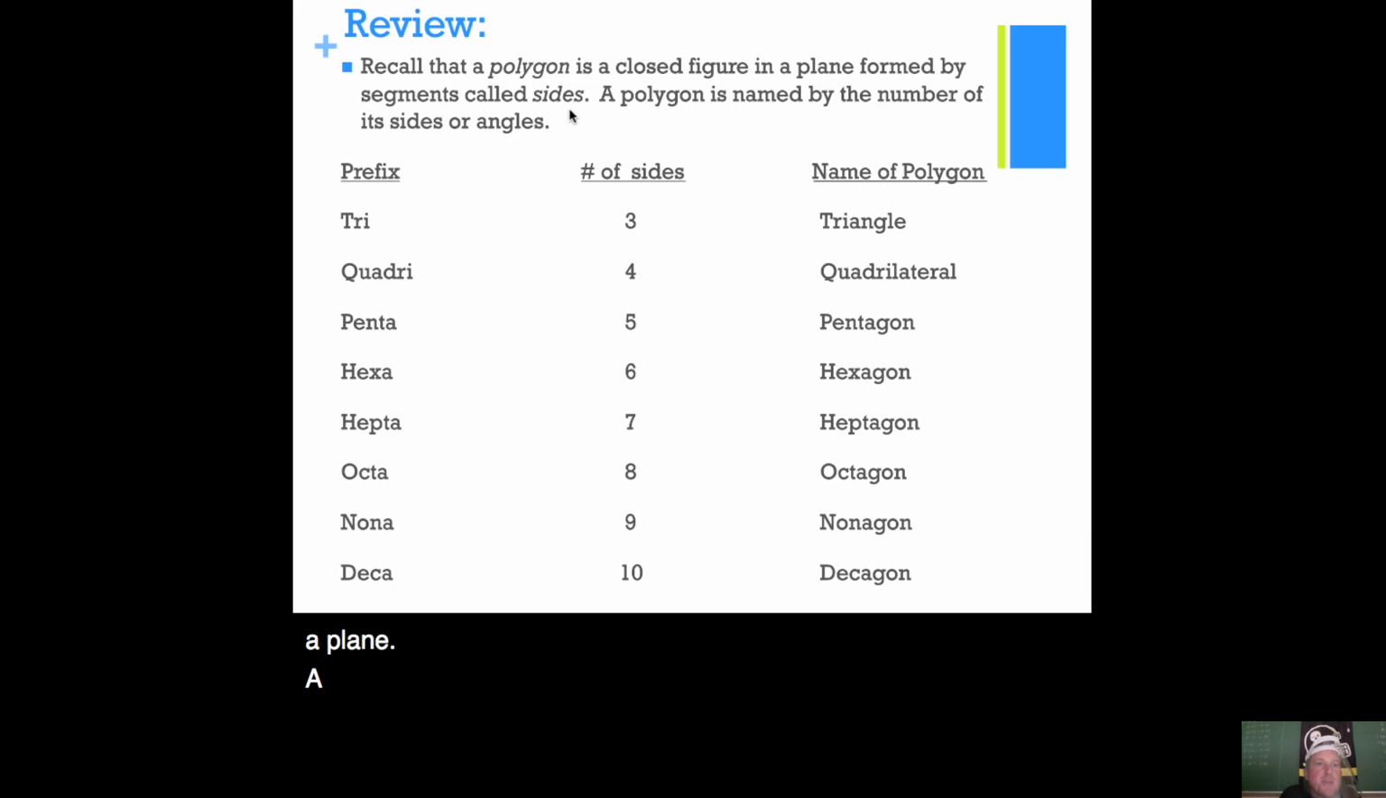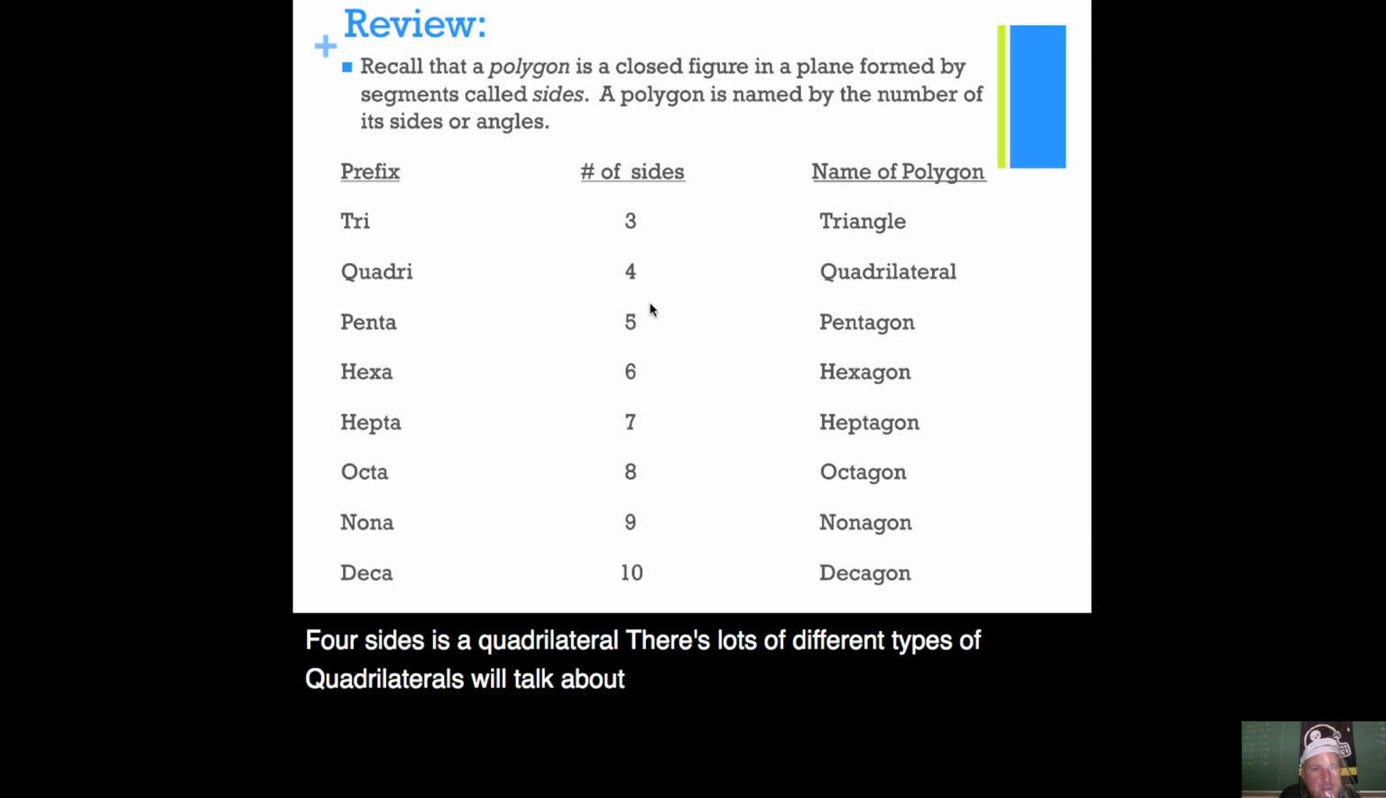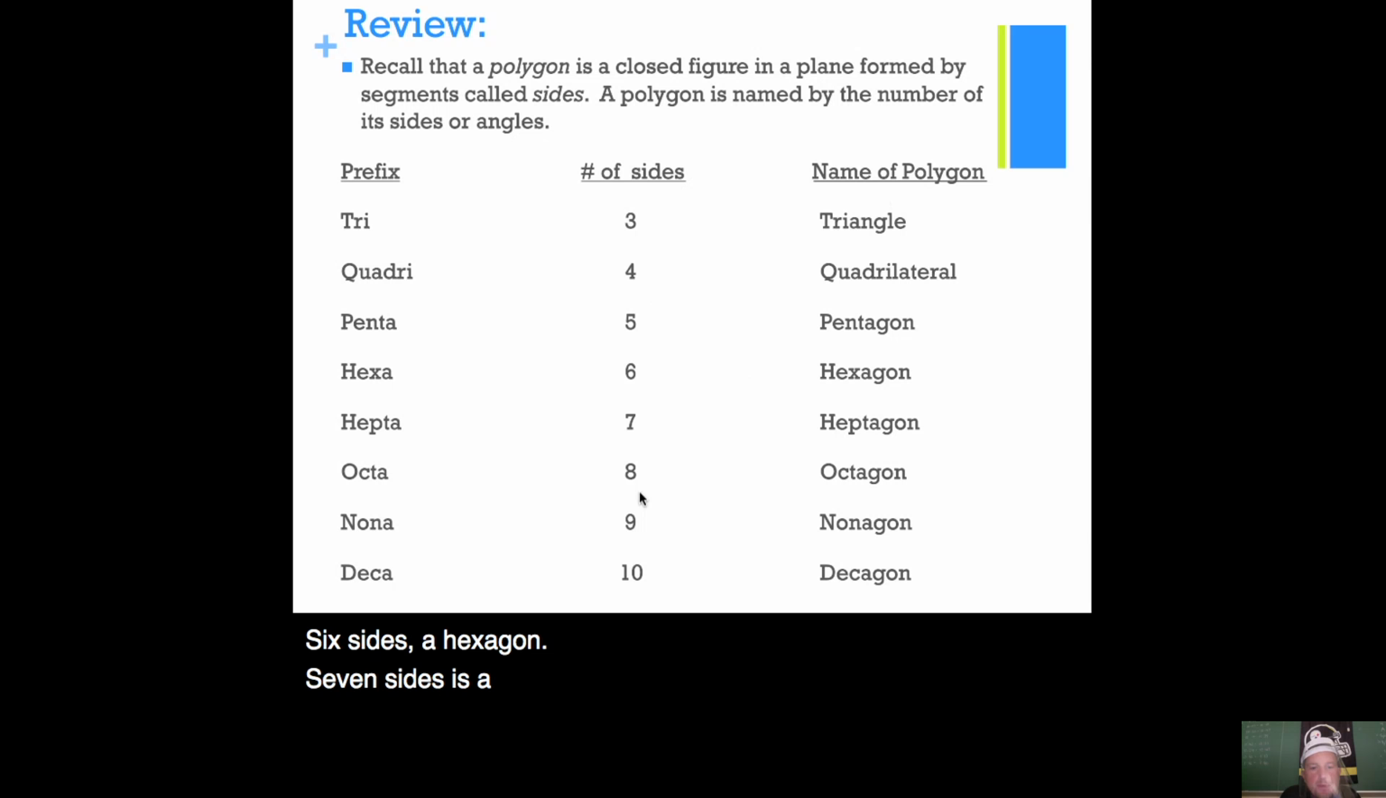A polygon is named by the number of its sides or angles. So we use prefixes to give the name of the polygon. So for example, 3 sides is a triangle. 4 sides is a quadrilateral. There's lots of different types of quadrilaterals. We'll talk about that later. 5 sides is a pentagon. 6 sides is a hexagon. 7 sides is a heptagon. 8 sides is an octagon. 9 sides is a nonagon. 10 sides is a decagon. We need to be aware of those names, those 8 names.